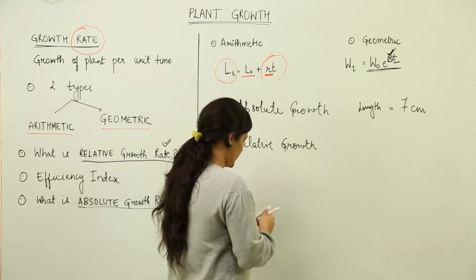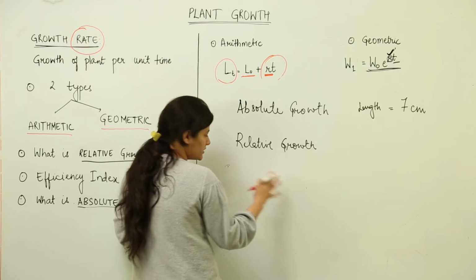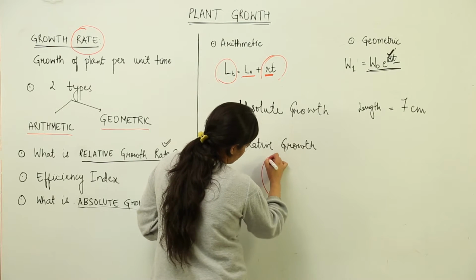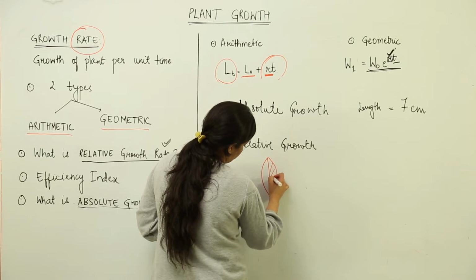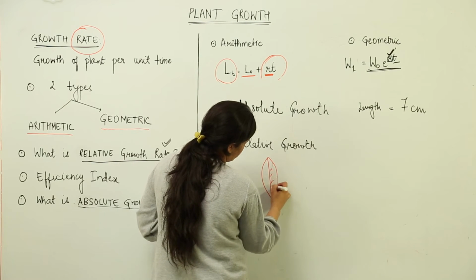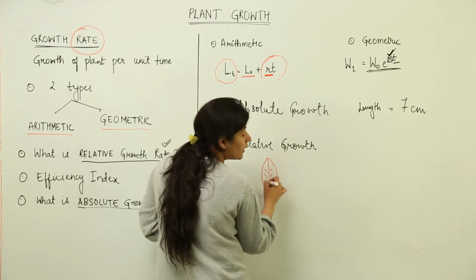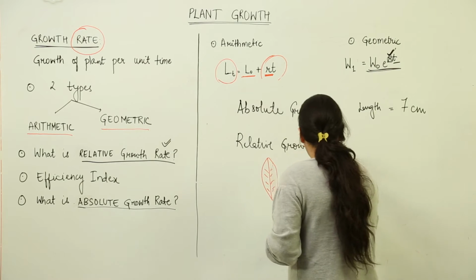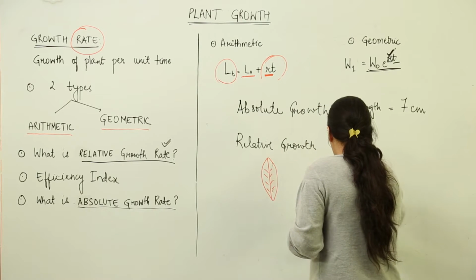Now let us take the example of a leaf. Again, this is an example of relative growth only. Supposedly I have a leaf of this size. This is a leaf, a red leaf we can say. There are leaves which have red pigments, so you cannot say that there aren't leaves which are red.